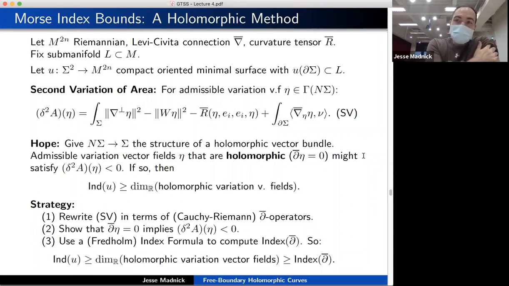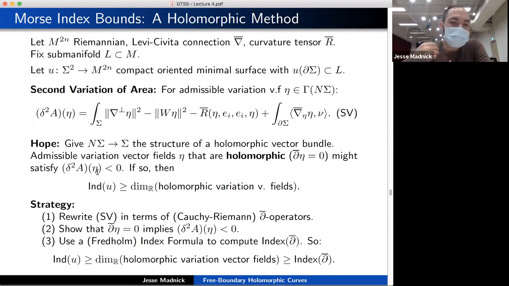So it's a three-step strategy. Step one is to rewrite the second variation formula in terms of holomorphic operators, so-called Cauchy-Riemann or d-bar operators. Step two is to show that this hope is really true: that if you plug in a holomorphic normal vector field, you really do get a destabilizing vector field, a negative number here. And then finally, use an Atiyah-Singer index formula or something to that effect, a Fredholm index formula, to compute the Fredholm index, not the Morse index, of partial bar.